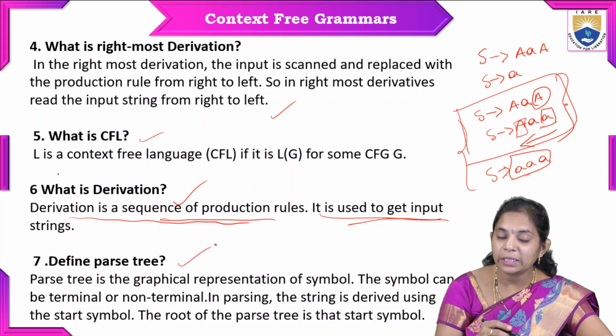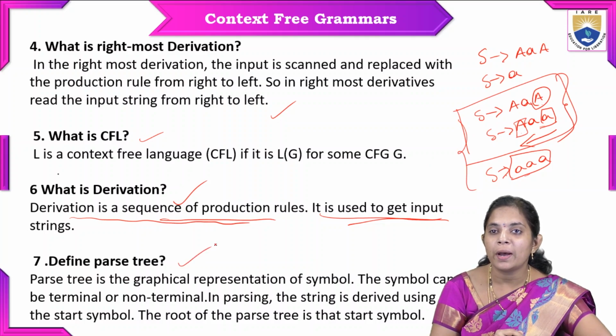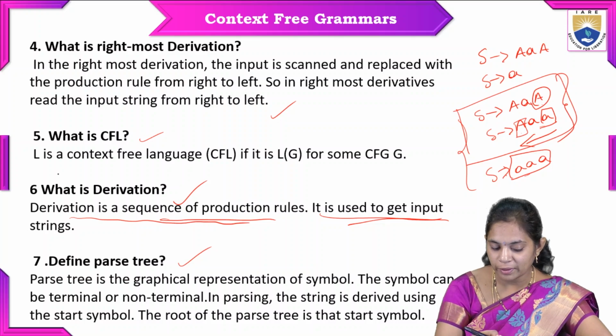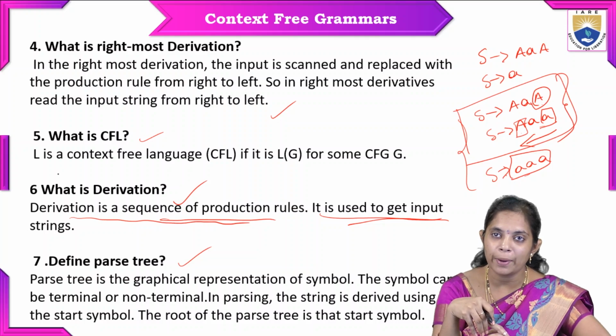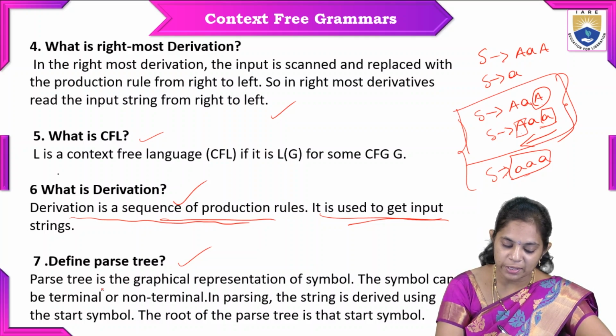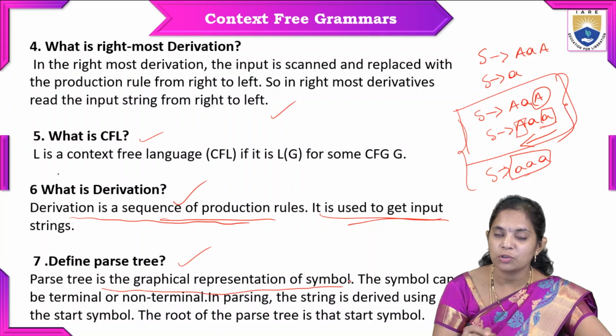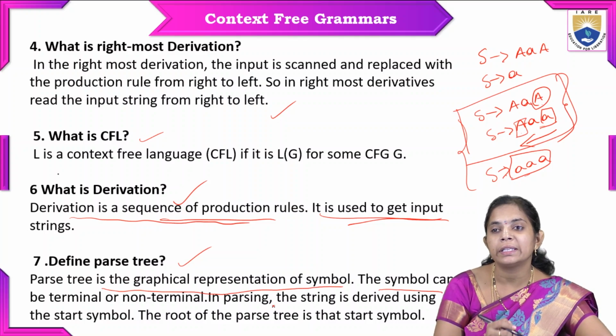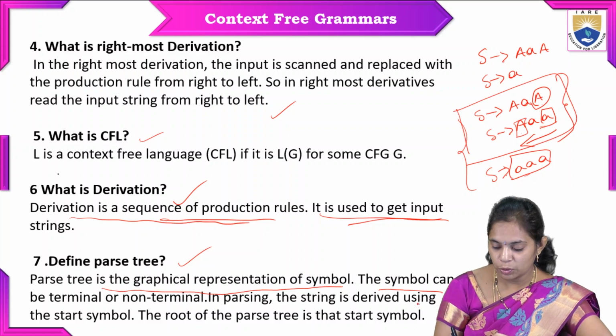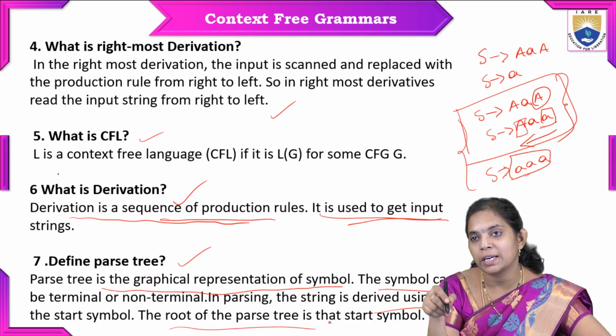And what is meant by parse tree? A parse tree is nothing but, after derivation we got the sequence of production rules, and we represent those production rules in a graphical representation. The parse tree is the graphical representation of symbols. The symbol can be a terminal or non-terminal. The string is derived using the start symbol. The root of the parse tree is the start symbol.